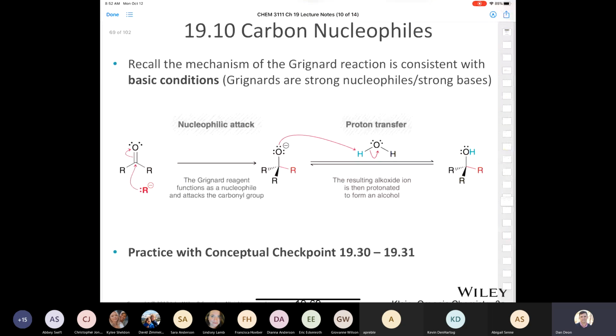Here's this again, the mechanism of the Grignard reaction. Again, this is probably a simplified version of the mechanism, but it will suffice. You have nucleophilic attack by the Grignard, which we treat as if it was a carbanion, and then we have a proton transfer in the second step.